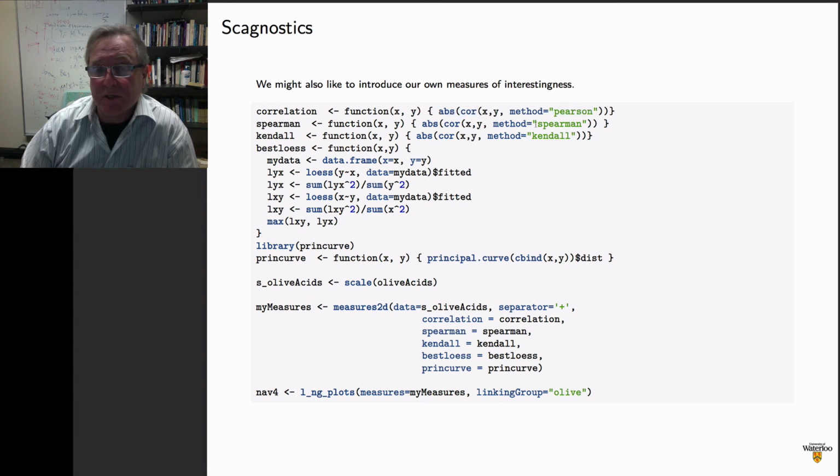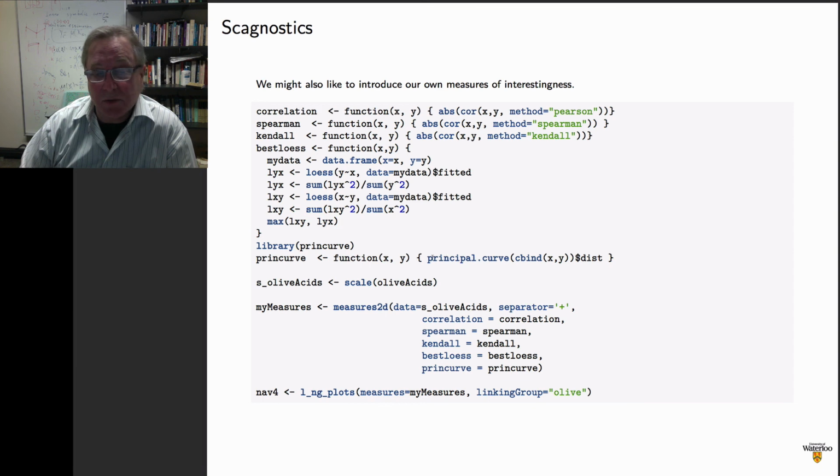Pearson, that's a traditional one. Spearman, that's correlation on the ranks. And Kendall's tau, or Kendall's correlation, which is another measure. Or I can invent my own. So this is best lowess. I'm going to get the lowess, the smooth of y on x. I'm going to see how well that's fitting in terms of the sum of squares of the fitted values against the sum of squares of the original, and then do the same thing on x and y, and then take the max of it. I mentioned this before, so we could use that and call that a measure.